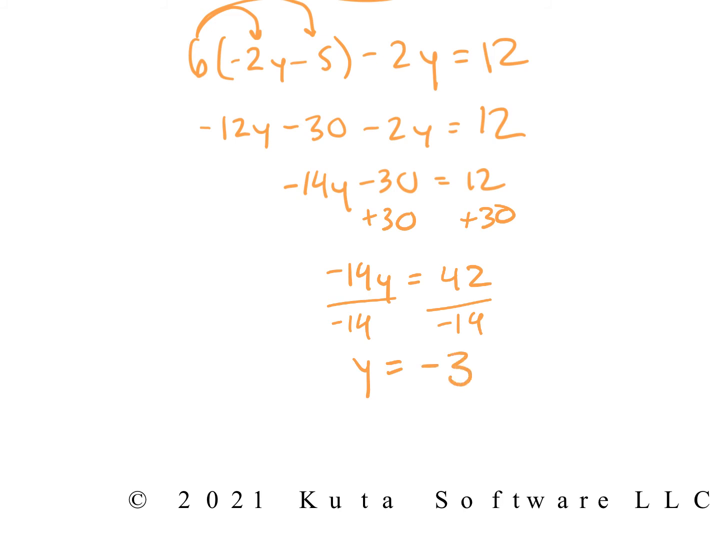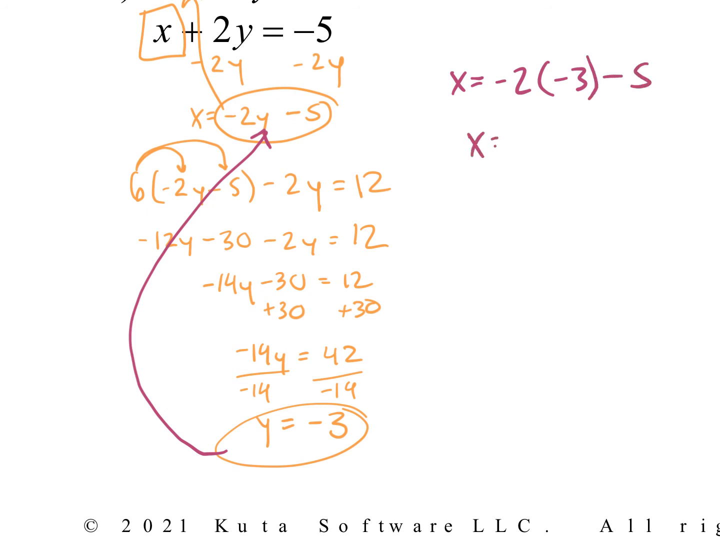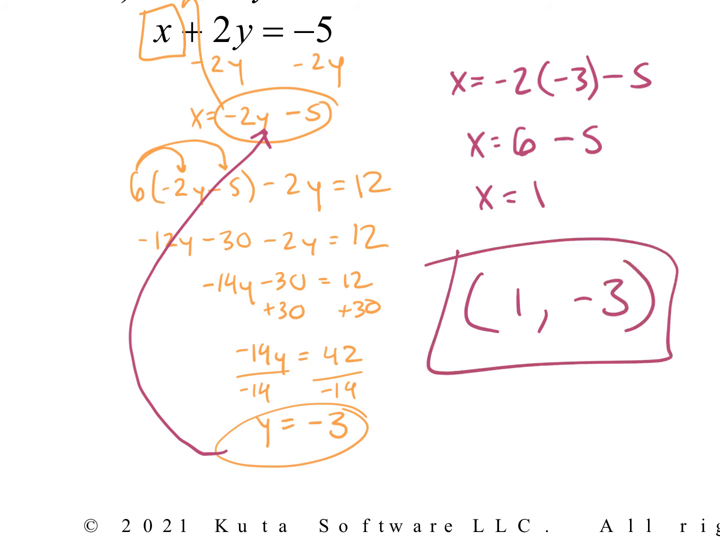Negative 3. So y is negative 3. How do I find x? Plug it in. So I'm plugging it into y. I'm going to plug it in here. So I have x is equal to negative 2 times negative 3 minus 5. What's negative 2 times negative 3? 6. And 6 minus 5? 1. So how would I write my answer? 1 comma negative 3. Always start with your x and then your y.